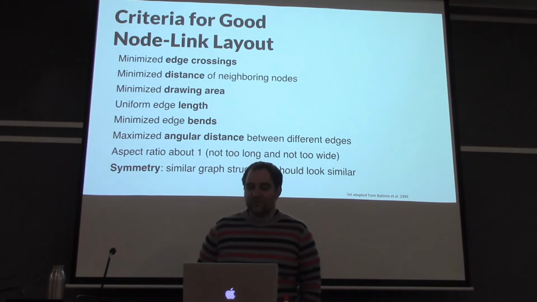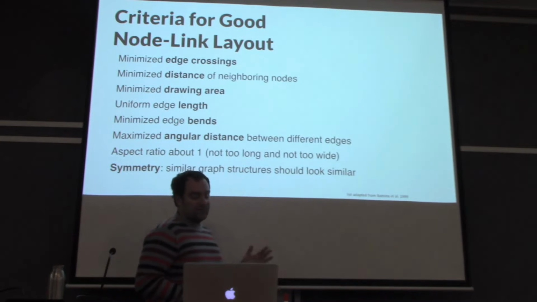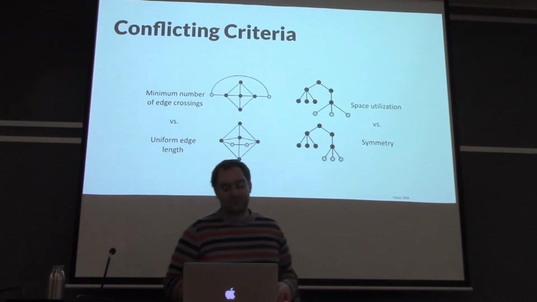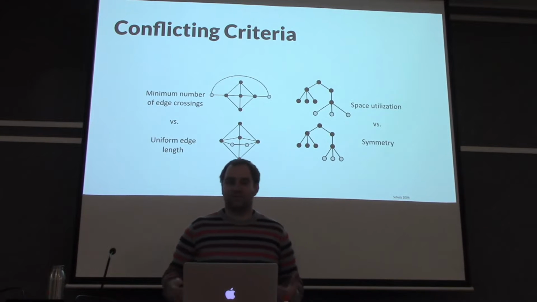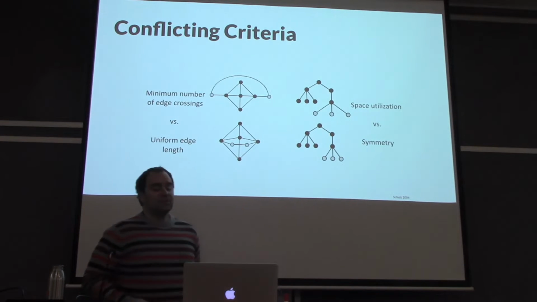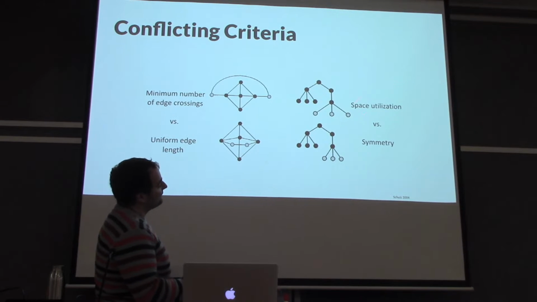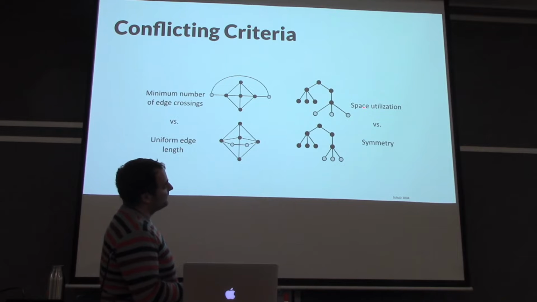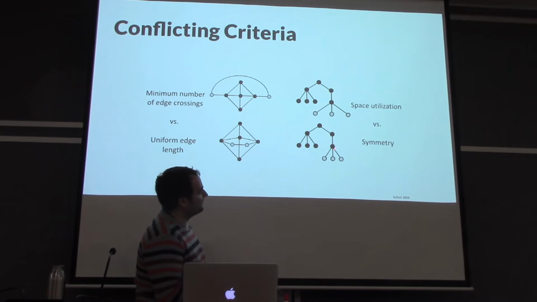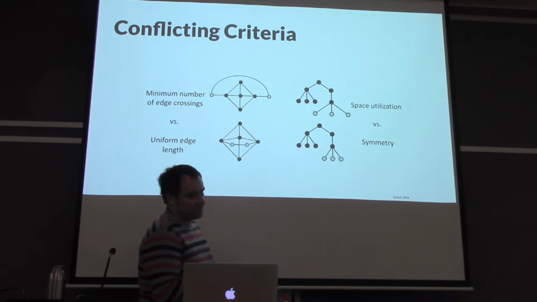Then we talked about various criteria for good node link layouts. So for example, minimize edge crossing, minimize the drawing area, uniform edge length, and so on. And we talked about how these criteria are conflicting, so you can't find a global optimal solution for all of these. So here we have examples for space utilization versus symmetry. Here we make use of as much space as possible, but this one here is symmetric to this substructure here.